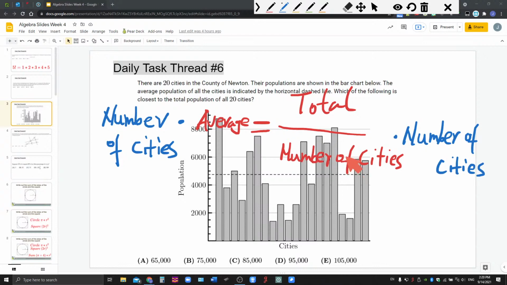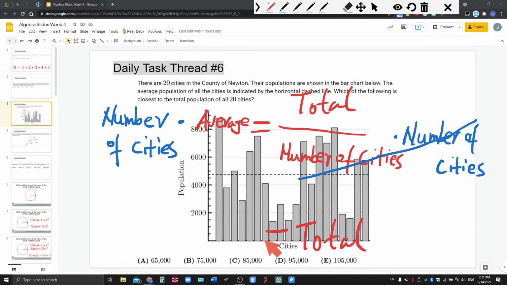The reason we do this is because we want just a pure total. We don't want it divided by the number of cities. So we want to cancel out this division. And to cancel out this division, we multiply. Because multiply is the reverse operation of divide. So divide, multiply, we can cancel them out. Therefore, we are left with just a pure total.